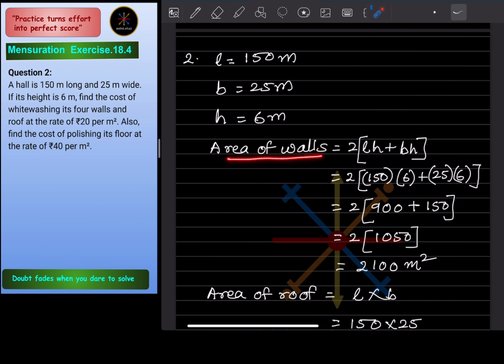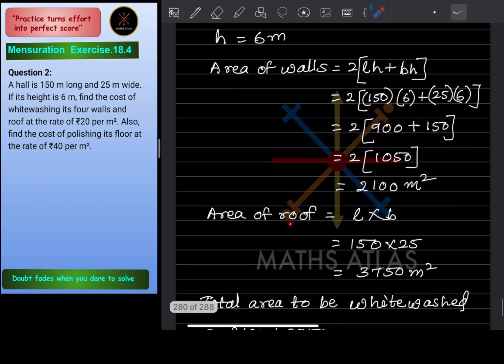Now let us find the first thing, the area of the walls. For the area of the walls, we can write twice into length into height plus breadth into height. After plugging in the dimensions, we get 2 into 1050, that is going to be 2100 meter square. So this is the area of the walls.